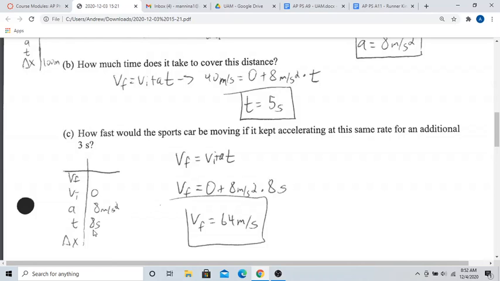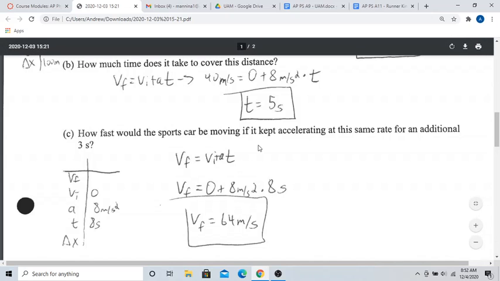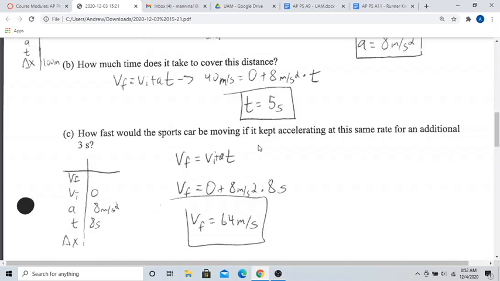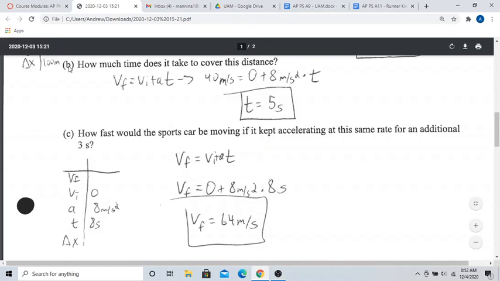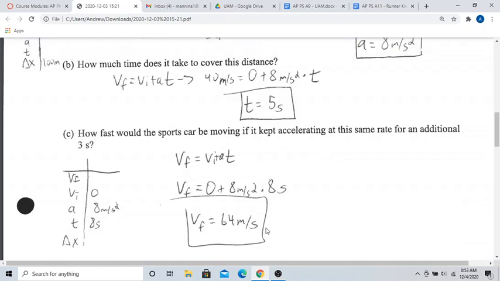And I know the time, which is 8 seconds, because it tells me that it's accelerating at the same rate for an additional 3 seconds. So it's been allowed to go for 8 total seconds. This is also why I can't use the delta x from originally, because that was only for a 5-second interval. This is an 8-second interval. All right? Once you do that, pick the equation that you want. What equation has VF, VI, A, and T in it? It's going to be the first equation. You want to find VF, plug in everything else. VI is 0. Acceleration is 8 meters per second squared. Time is 8 seconds. The final velocity here in this case is going to be 64 meters per second.